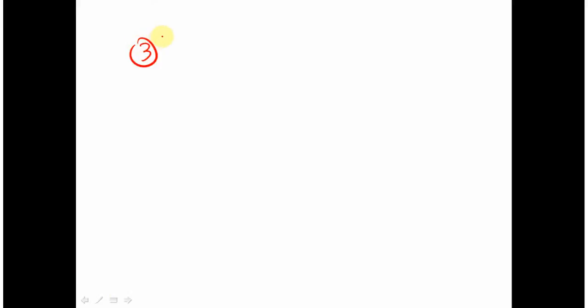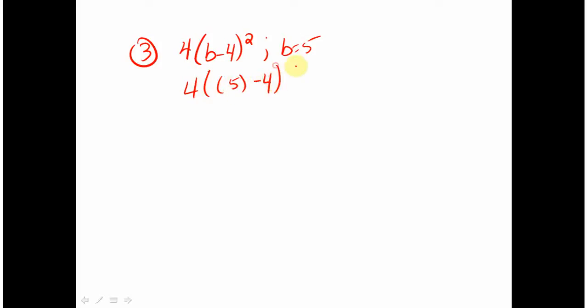Let's do another problem here. This time we'll say that we have 4 times the quantity b minus 4. We're going to square that, and we want to evaluate when b is equal to 5. So we substitute in 5 for b, and we work in the parentheses. So that's a 1. Notice I kept the 1 in the parentheses. I need to square it because exponents come first in the order of operations. So it's 4 times 1, and that gives us 4.